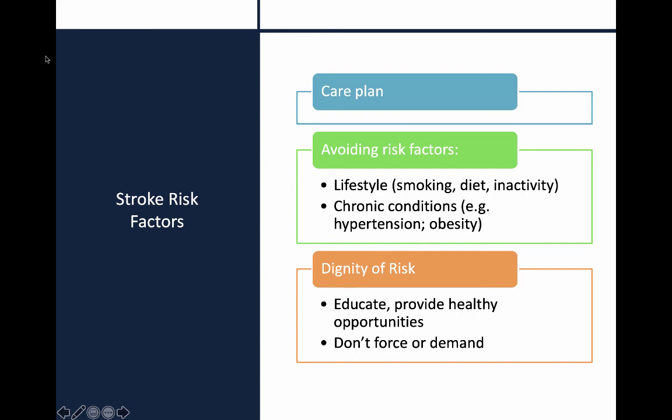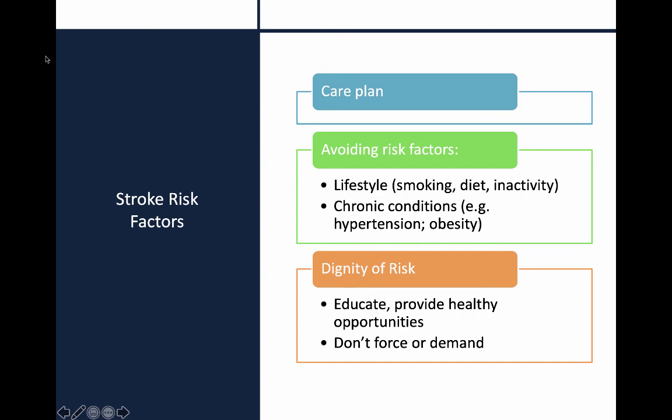One of the most important things is for people to avoid the risk factors that led to their stroke in the first place. Those could be lifestyle things like smoking or a poor diet or inactivity. And they can also be the management of chronic conditions such as hypertension or obesity by taking medicines or by following a specific caloric reduction diet. But it's really also important, and sometimes this is a difficult conversation to have with professionals in the medical community, that we respect people's dignity of risk in the exact same way as we would expect.